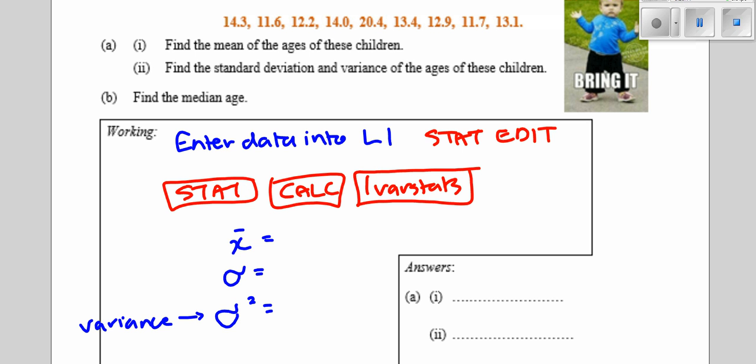How did you get the sigma squared? Sigma is just squared. We just have a sigma x. Oh my god, 2.52 squared. That's quite brilliant.